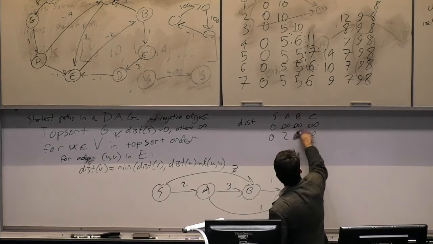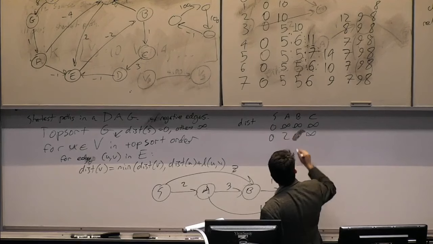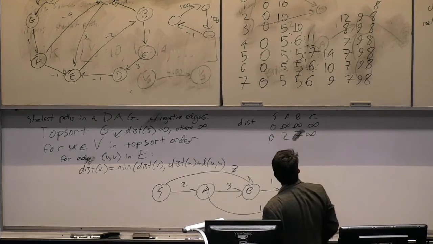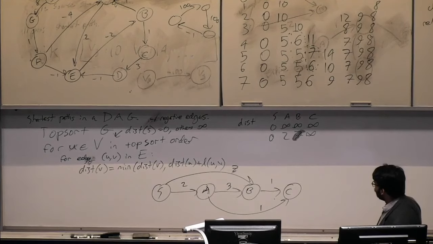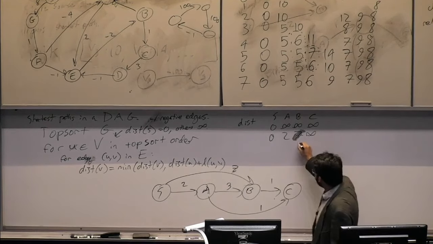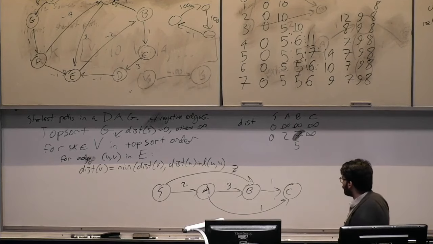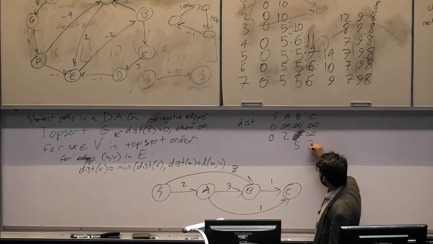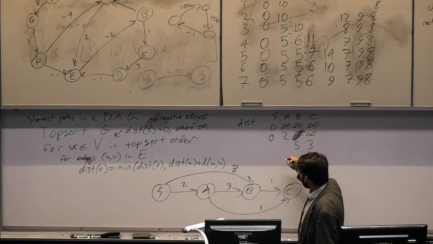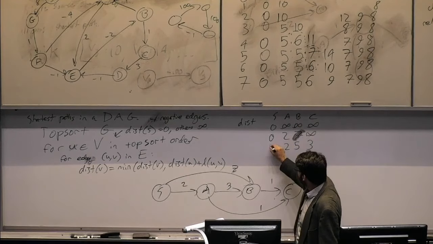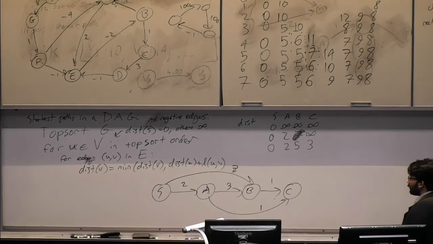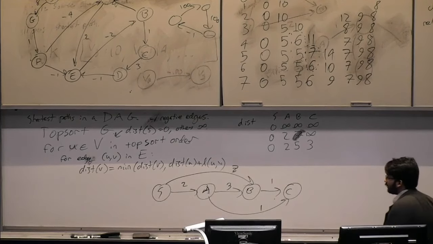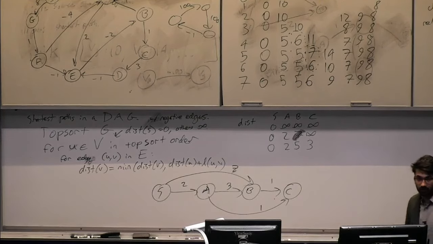All right. The outgoing edges of A have weights 3 and 1, so you update B to be 2 plus 3, which is less than 7, so that's 5. And then you update C to be 2 plus 1, which is 3. A cannot be updated anymore, so it's 2, and S is 0. You update the outgoing edge of B, which updates C to be 5 plus 1, which is 6, which is not less than 3, so we're done. Those are the final values, right?